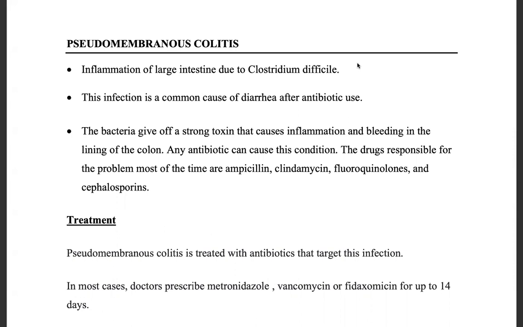Actually, there are two toxins released by this Clostridium difficile: toxin A and toxin B. Toxin B is a cytotoxin actually, and because of that, sometimes the patient might get a bloody diarrhea. Toxin A is an enterotoxin. So in patients with pseudomembranous colitis, there can be a profuse diarrhea, and sometimes there can be a bloody diarrhea as well.